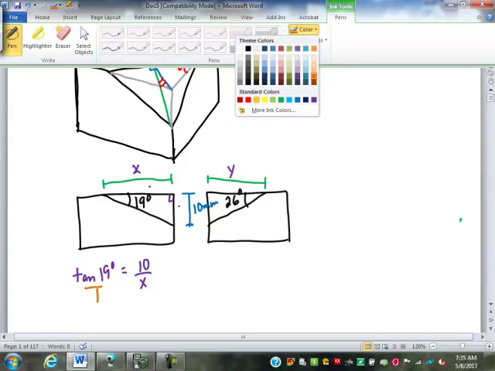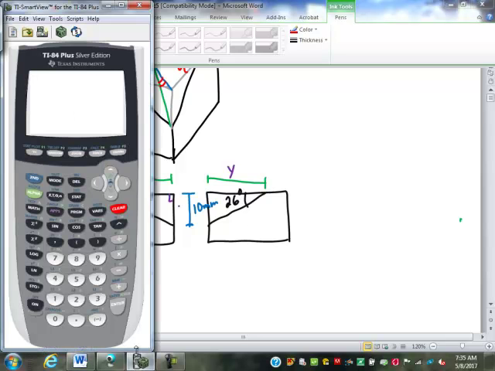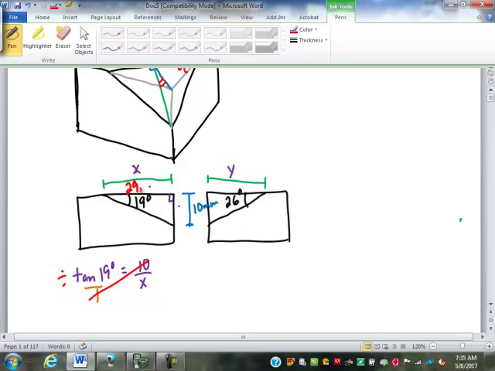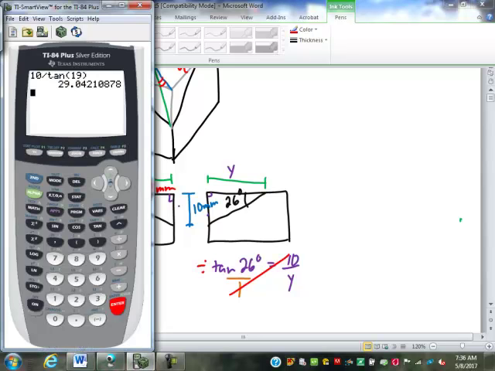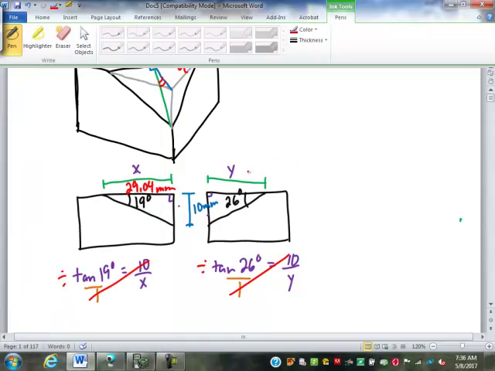So we can put in the 1 there, and we can cross multiply and divide. 1 times 10 is 10. 10 divided by the tangent of 19 is 29.04. So 29.04 millimeters there. Over here, we're going to do the same thing. Here's my right angle. We have the opposite and the adjacent sides. So tangent of 26 degrees equals 10 over Y. So once again, I'll put that over 1, and I'll cross multiply and divide. So 1 times 10 is 10, divided by the tangent of 26 degrees. All right, 20.50.